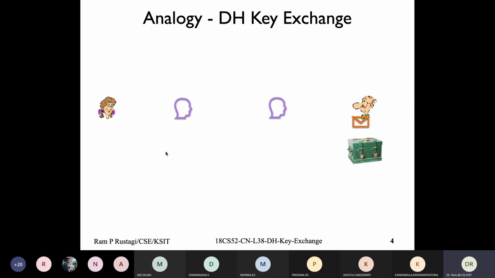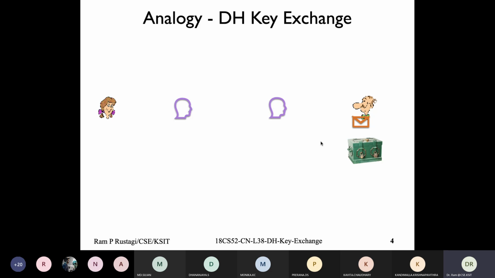It requires three-way communication, but having done that, even though the message passed through intermediate users, they could not get the key. They only became a transmitter, and Alice and Bob share a secret key. This is the basic concept that is being used.